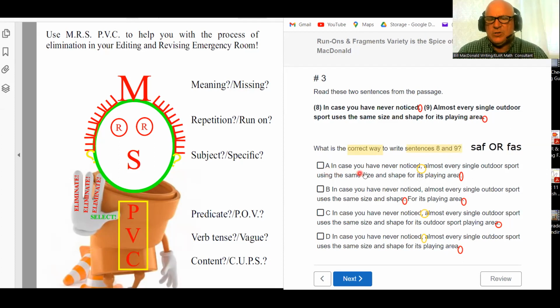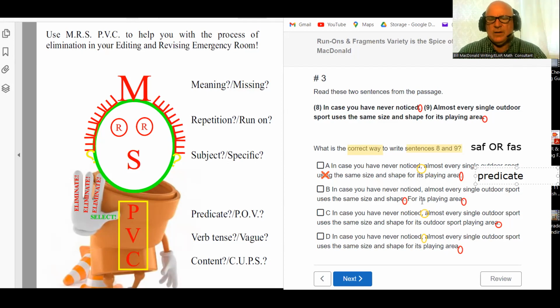Letter A: "In case you have never noticed, almost every single outdoor sport using the same size and shape for its playing area," because that one changes the predicate, uses to using. That would be something that we would eliminate. So if you have your kids briefly write on their paper, they can justify that it would be predicate, not fragment. Something wrong with the predicate there.